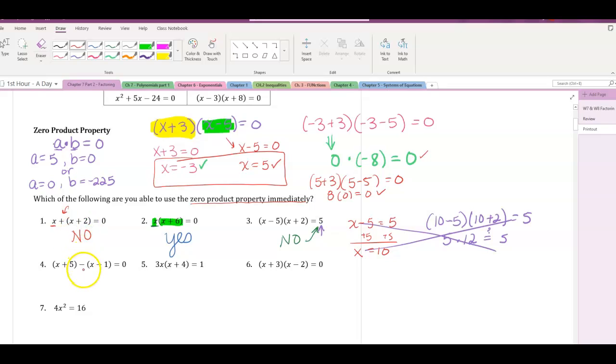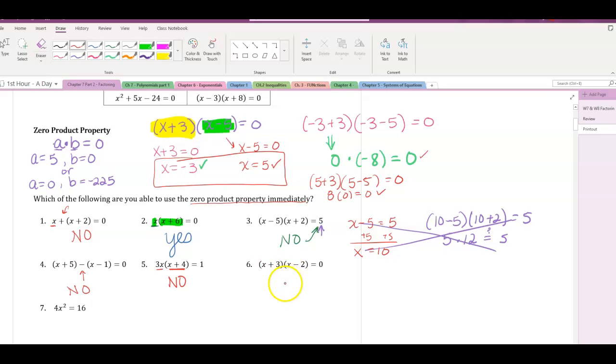Same thing with number 4. This minus sign is what causes a problem. These are not factors. That would have to be written as x plus 5 times x minus 1. That minus sign in there causes an issue. Number 5, I have a factor times a factor, but it's equal to 1. We can't set it equal to 1, and we can't set it equal to 0. The 1 doesn't just appear, so it has to be equal to 0.